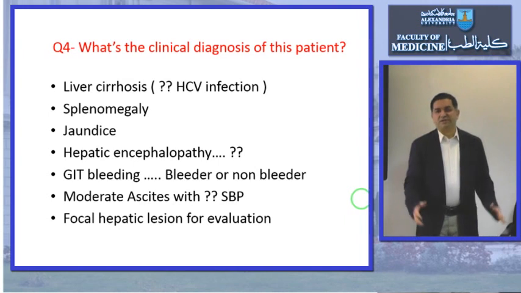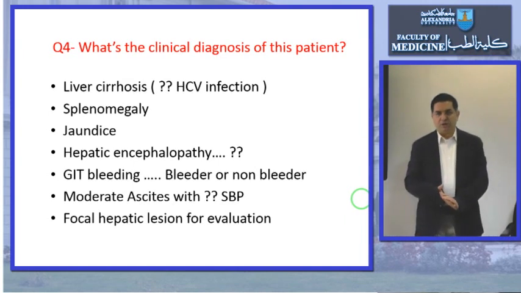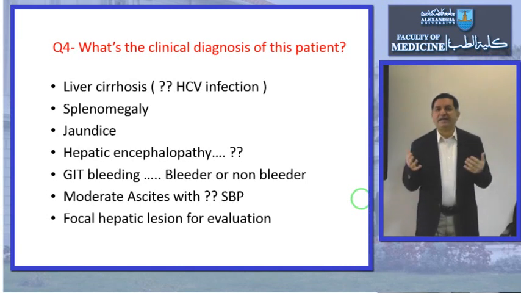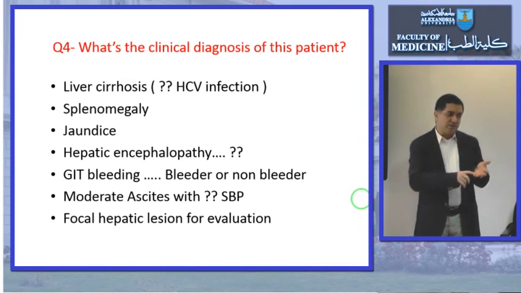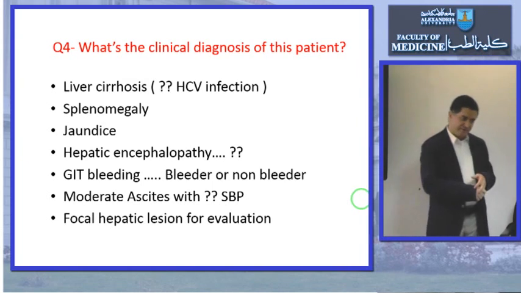Now, after discussion of our patient, we came to the clinical diagnosis of our patient. What is your clinical diagnosis? Usually, to put a clinical diagnosis for a patient with chronic liver disease like this, you have to comment on the liver, the spleen, whether the patient has jaundice or not, encephalopathy or not, GIT bleeding, whether present or not, ascites, degree of ascites, and whether it is simple ascites or complicated, and if he has other complications like focal hepatic lesion or acute liver failure.